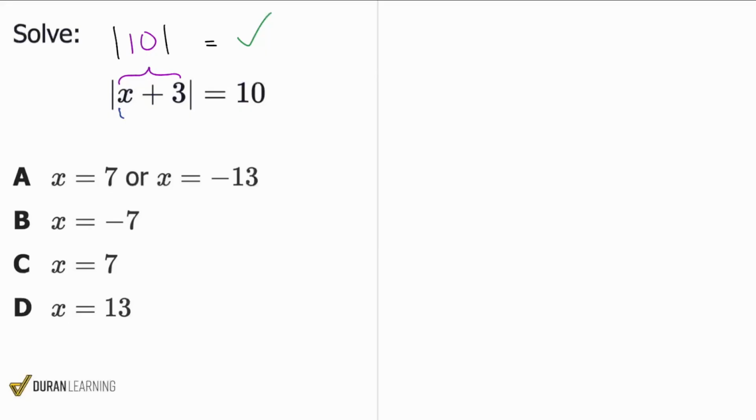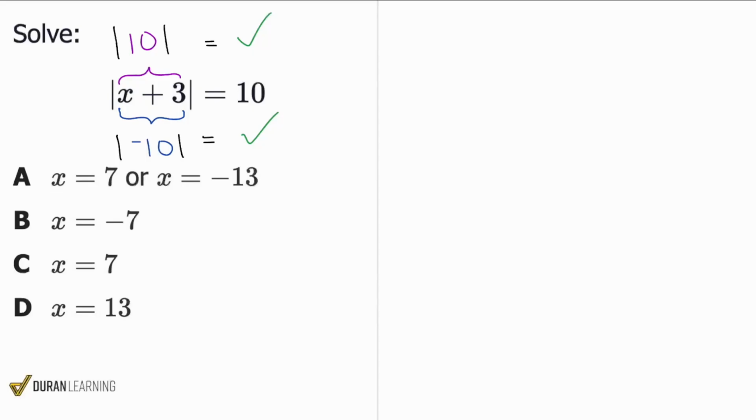Now, let me ask a very similar question, but in the other direction. Everybody, if x plus 3 was equal to -10, would that still be correct? Is the absolute value of -10 still 10? It is. Look at that. So let me go ahead and have a check mark right there again, because this is how we're going to solve this problem with a lot of ease.